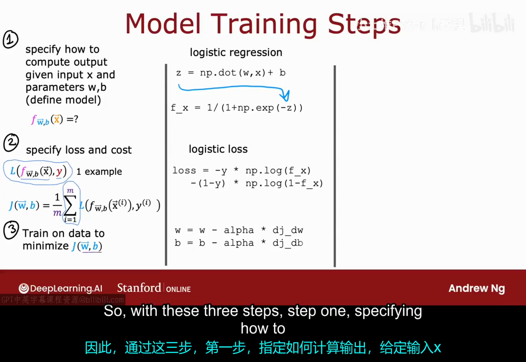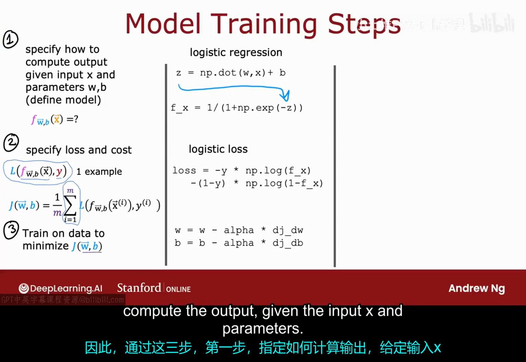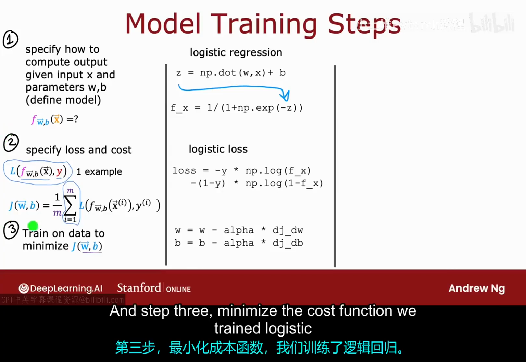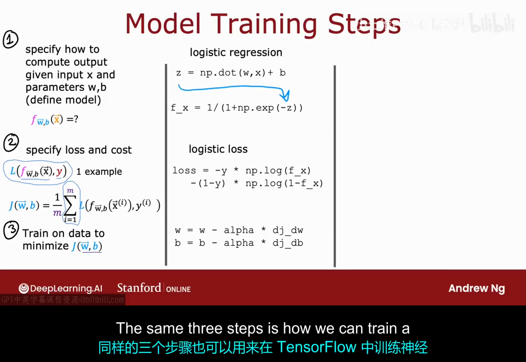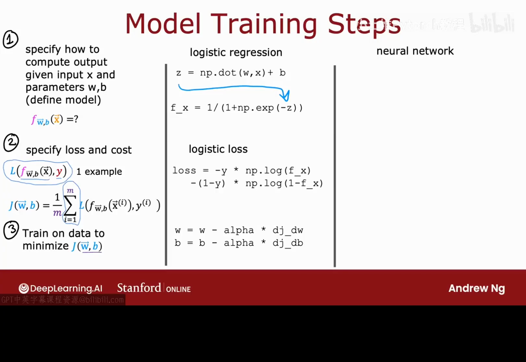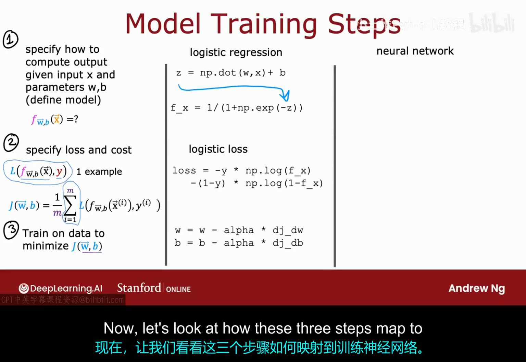So with these 3 steps, step 1, specifying how to compute the outputs given the input x and parameters. Step 2, specify the loss and cost. And step 3, minimize the cost function. We trained logistic regression. The same 3 steps is how we can train a neural network in TensorFlow. Now let's look at how these 3 steps map to training a neural network.